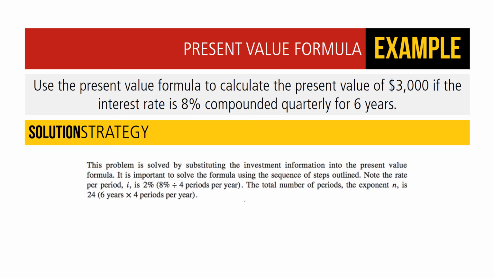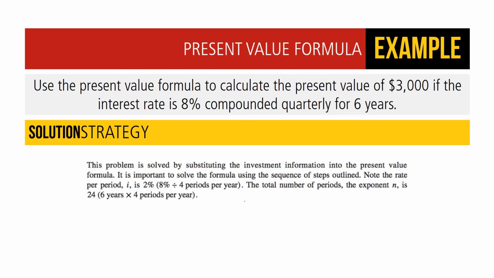Use the present value formula we just discussed to calculate the present value of $3,000 if the interest rate is 8% compounded quarterly for 6 years. This problem is solved by substituting the initial investment information into the present value formula. It is important to solve the formula using the sequence of steps outlined.